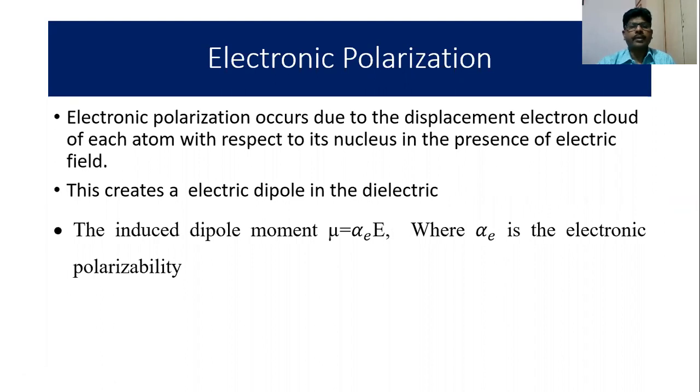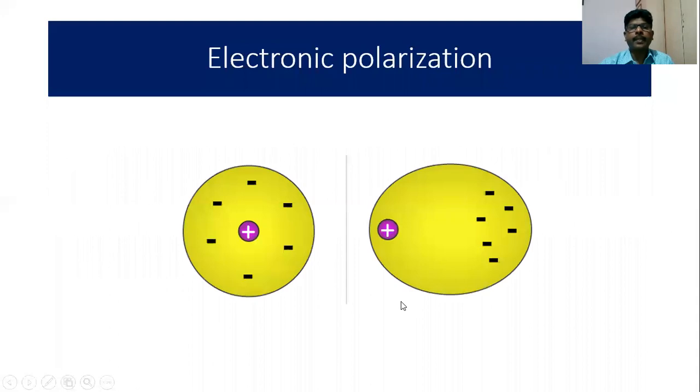Just to recollect back, electronic polarization occurs due to the displacement of the electron cloud of each atom with respect to its nucleus in the presence of an electric field. This creates an electric dipole in the dielectric. The induced dipole moment mu can be written as alpha_e into E, where alpha_e is the electronic polarizability. This diagram we have already seen.